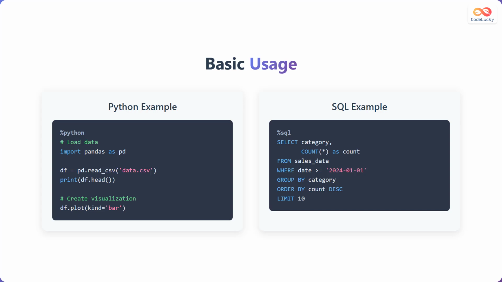Here is a SQL example. The first line %SQL indicates we are going to use the SQL interpreter. A select query is written to select categories and their counts. Then we are grouping the sales data by category and ordering by count. Finally, the limit is set to 10.